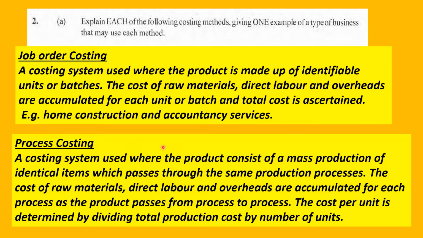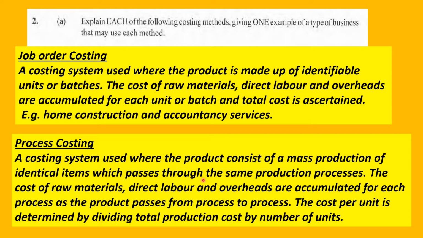Process costing is a costing system where the product consists of a mass production of identical items which pass through the same production processes. The cost of raw materials, direct labor, and overheads are accumulated for each process as the product passes from process to process. The cost per unit is determined by dividing the total production cost by the number of units.